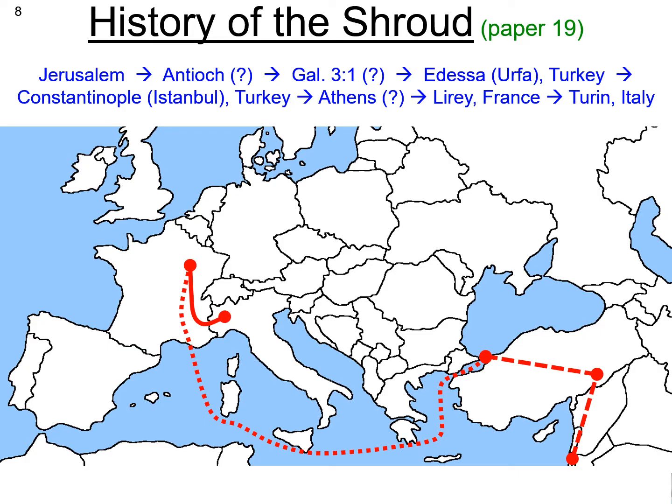It was probably taken to Edessa or Urfa, Turkey, before being taken to Constantinople, either in 574 AD as the image of God incarnate, or in 944 AD as the image of Edessa or Mandylion. The last reference to the shroud in Constantinople was in 1204 AD, at the time of the Fourth Crusade sack of the city.